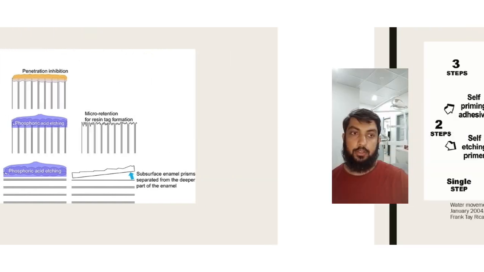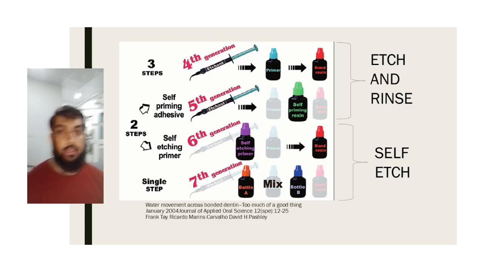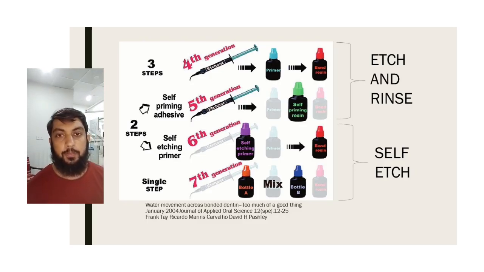The next diagram slide is just for reference purposes. In the fourth generation, there were three steps in etch and rinse. Then they developed it further to make it two steps, so they simplified the application of etch and rinse. Then they said, no, we are going to use etch and dry. We do not have to rinse it. Etch and dry first were two steps.